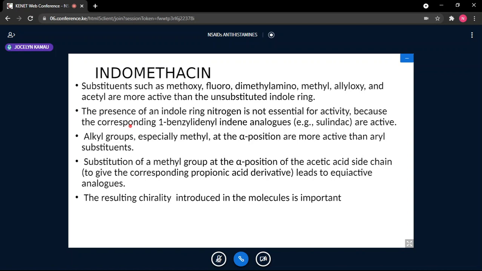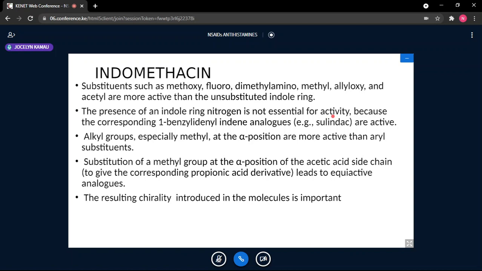So we are saying the presence of the indole ring nitrogen is not essential for activity. But of course, when it is there, like in indomethacin, it is necessary for activity. If you're discussing the SAR of indomethacin, you will say the nitrogen is necessary. But when you're talking about the general SAR of those drugs, you can say that it is not necessary. It can be replaced. That indole ring can be replaced with the benzylidene indene analogs like Sulindac with retention of activity. That's why we are saying it is not necessary, because indeed if it was necessary, you could not replace it.